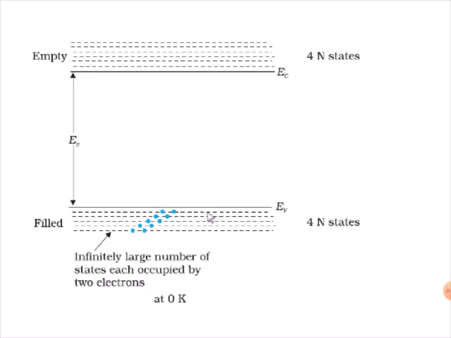Only when electrons overcome the energy gap by getting energy from somewhere else, from the sun, from external sources, from heat, or from the applied source, can an electron in the valence band jump to the conduction band, and then only is conduction achieved.